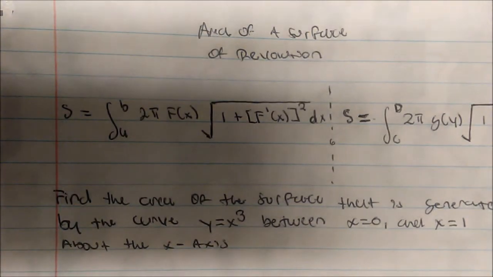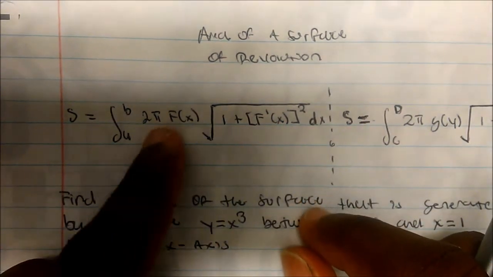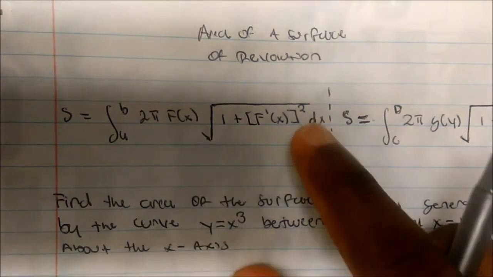So in this video, let's talk about the surface area. A little bit different, but it's nothing that we haven't seen before. We know this is the arc length, and we know this is just 2 pi times the function. So we're just multiplying 2 pi times the function times the arc length.